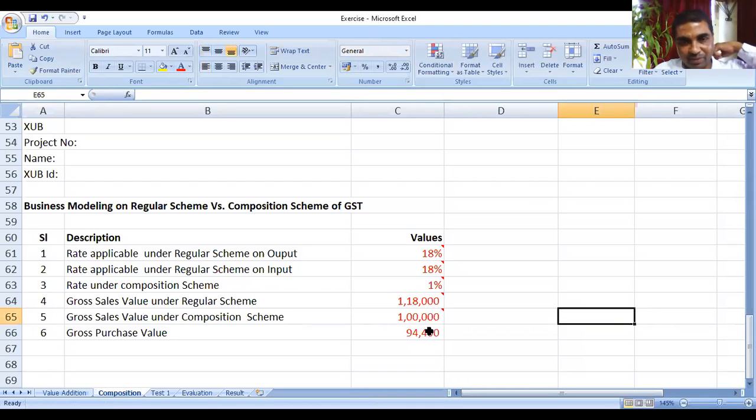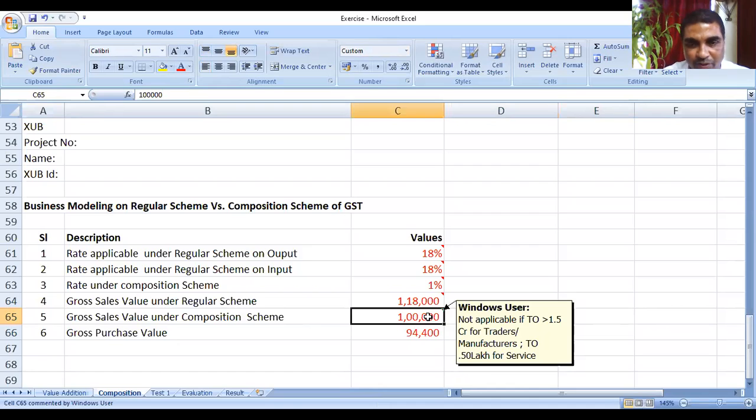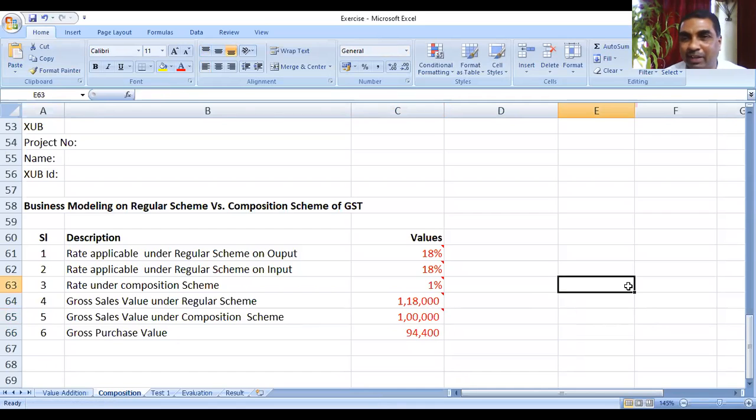Here it is a warning. If someone is filling in data here, they will be warned to check their turnover and then fill it up. Sir, can you repeat the comment again? I'm writing not applicable if turnover is more than 1.5 crore for traders, manufacturers. You can give a better comment. The objective is that whatever knowledge you have gathered, you have understood the scheme, so apply that knowledge.